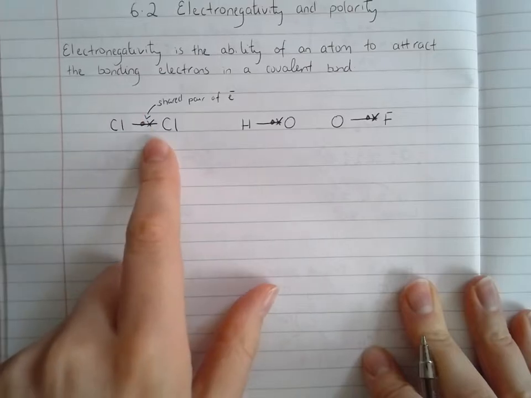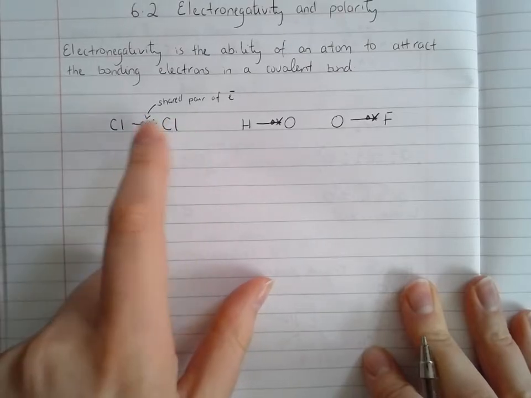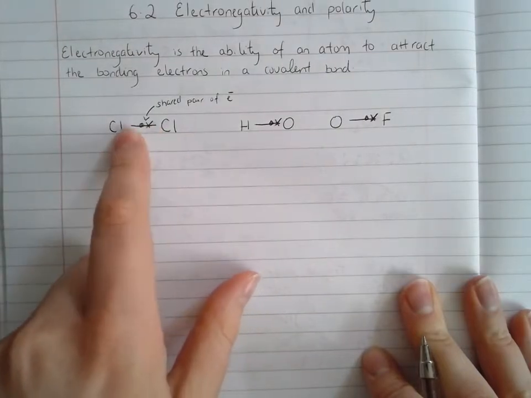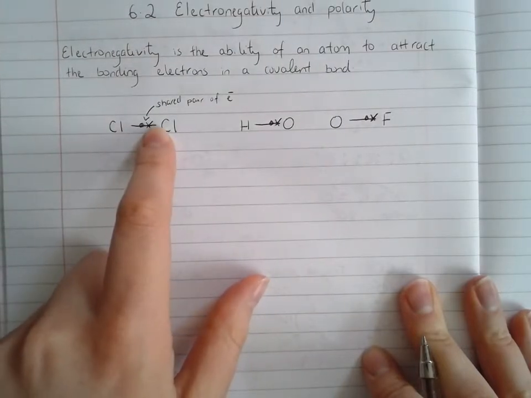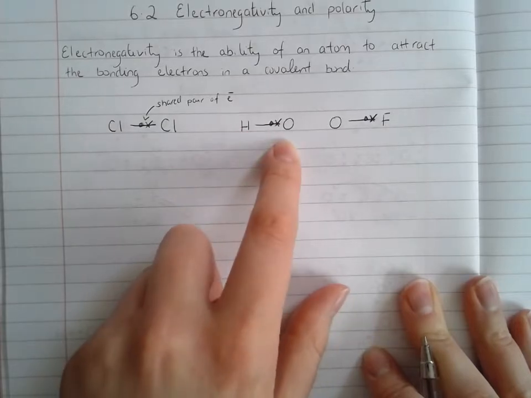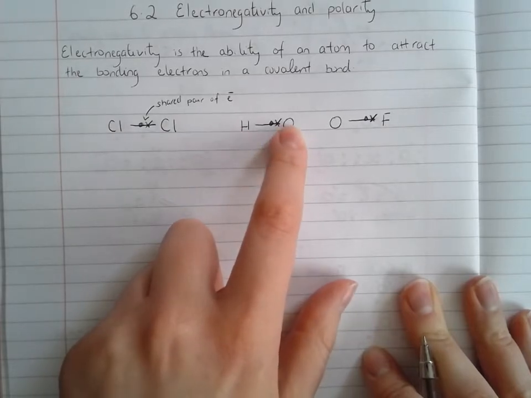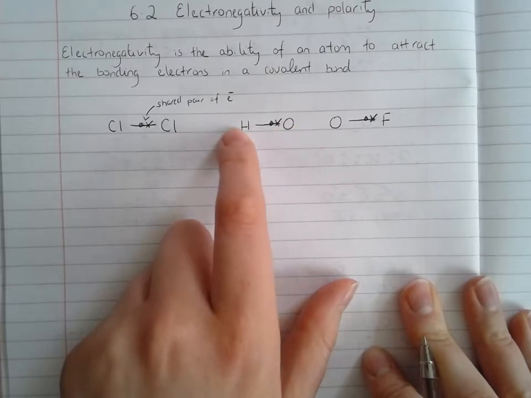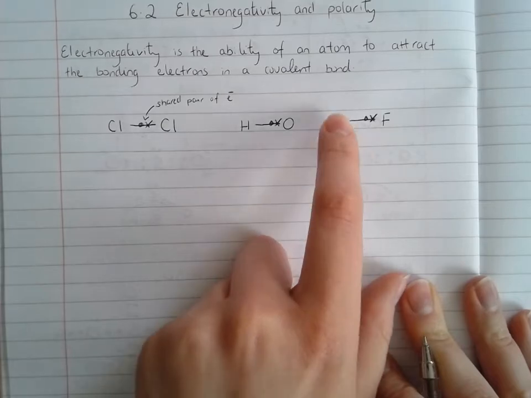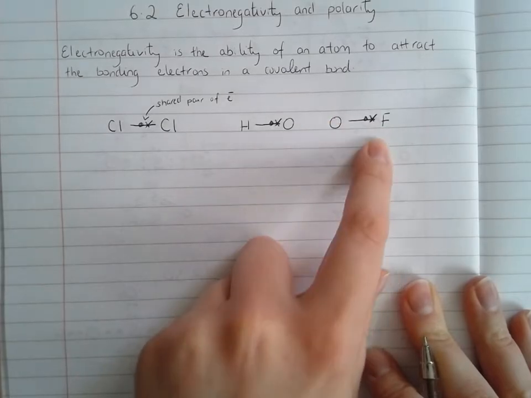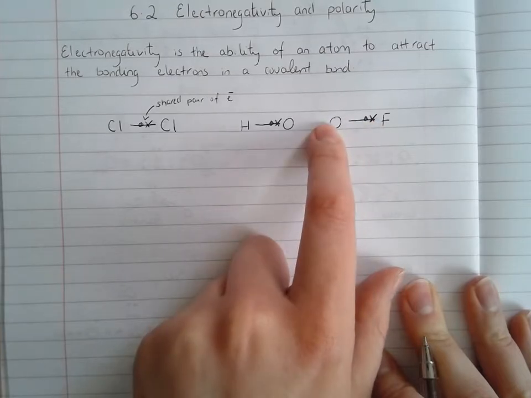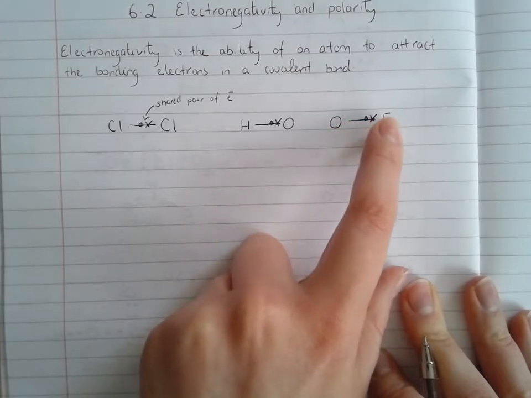In the first bond that I've drawn, both atoms are the same, so neither chlorine atom has an advantage over the other, and neither has a stronger pull on the pair of electrons. In the next bond, you've got hydrogen and oxygen. In this case, oxygen has a stronger pull on those electrons than hydrogen, so the electrons sit closer to oxygen. In the next bond, we've got oxygen and fluorine, and in this case, fluorine has a stronger pull on the electrons than oxygen, and the electrons sit closer to fluorine.